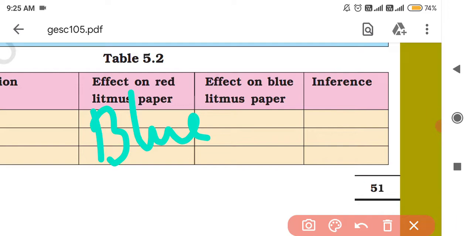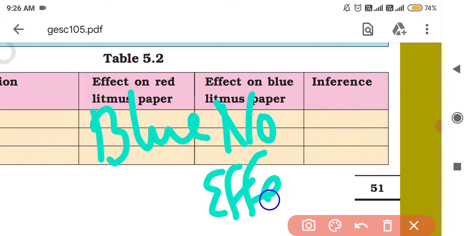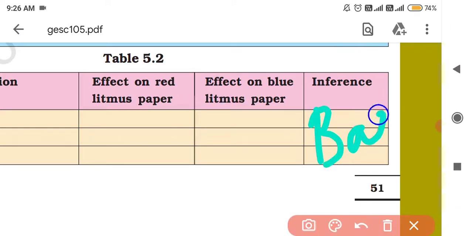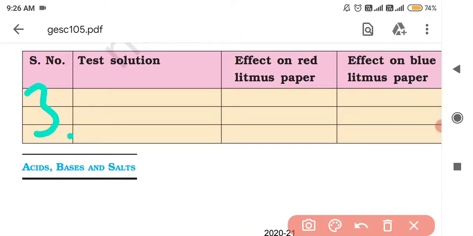And what is the effect on blue litmus paper? You can write that there will be no change in color, or no effect. No effect on blue litmus paper. And what is the inference? It is basic. Next, number 3 is aerated drink.